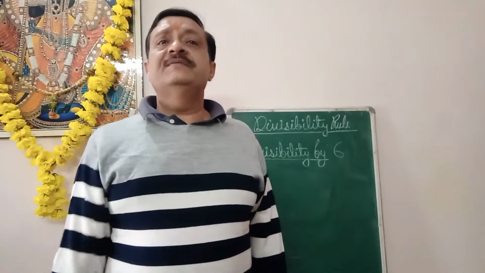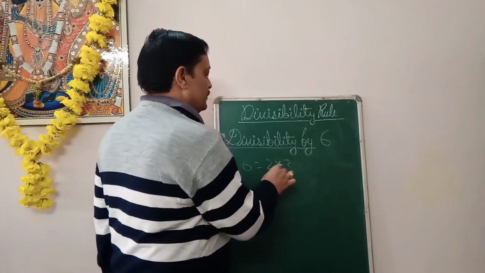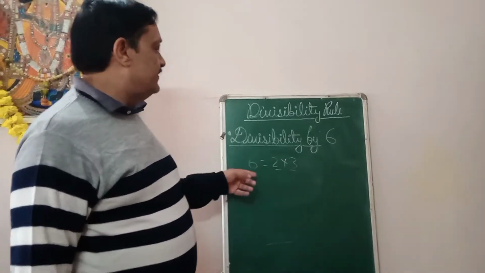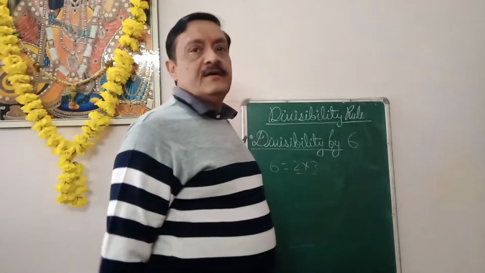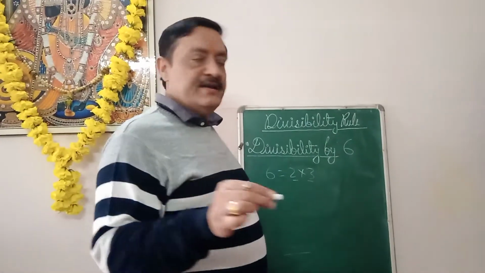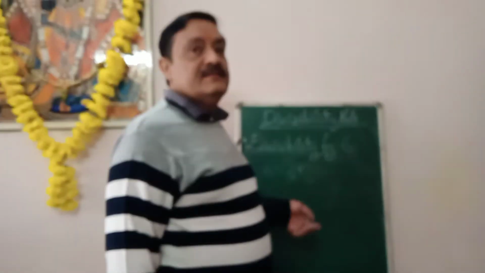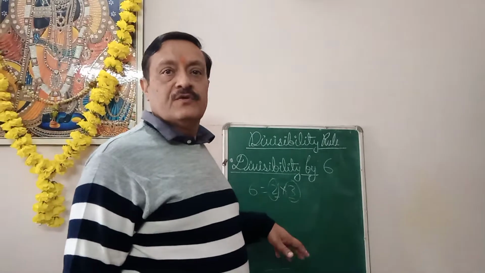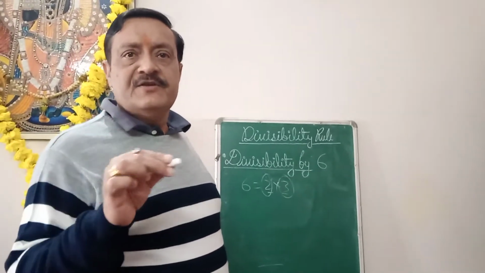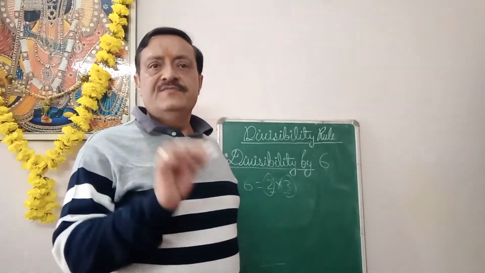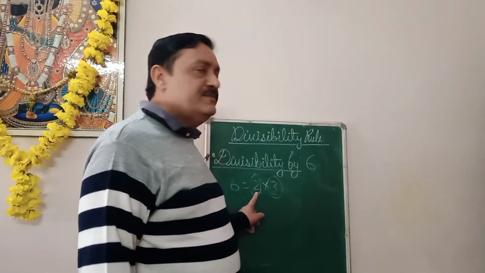For knowing divisibility by 6, we should know that 6 is 2 into 3. 2 and 3 are factors of 6. So if a number to be divided is divisible by 2 as well as 3, then we will say that the number is divisible by 6 also. And divisibility by 2 we know. For getting divisibility by 2, we have just studied that if the number has got 0, 2, 4, 6, 8 at unit place, then we will say that the number is divisible by 2.